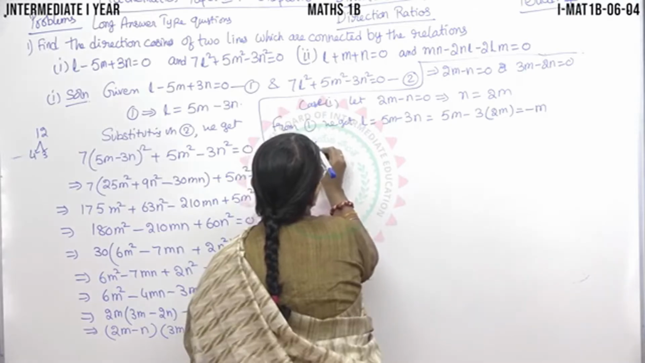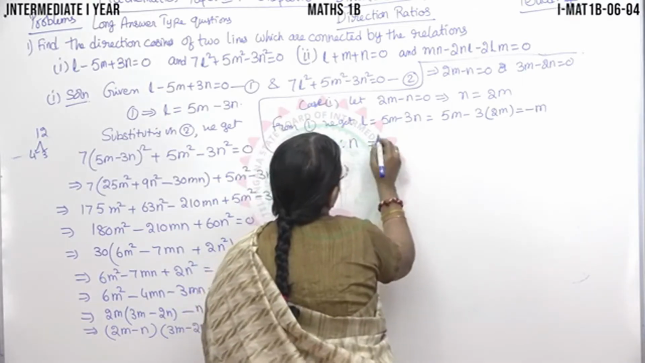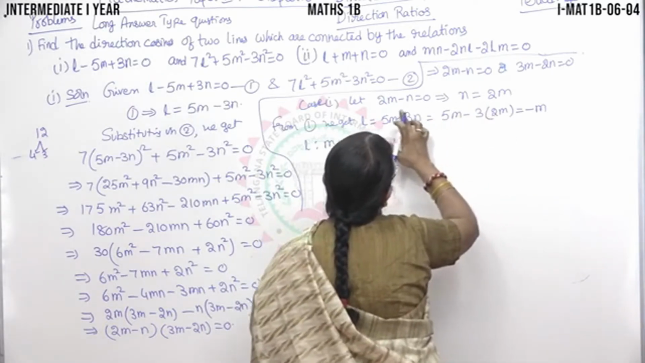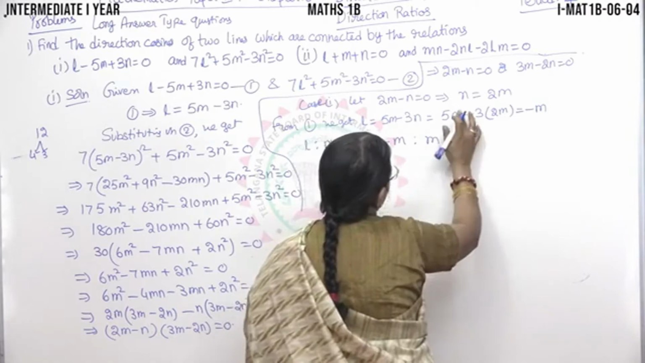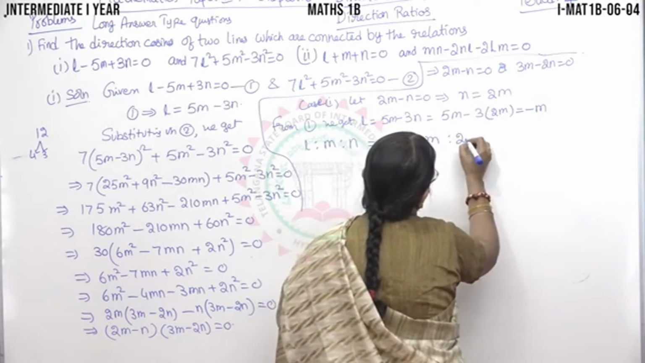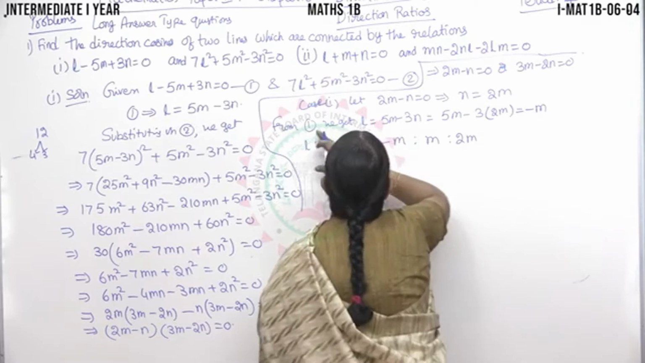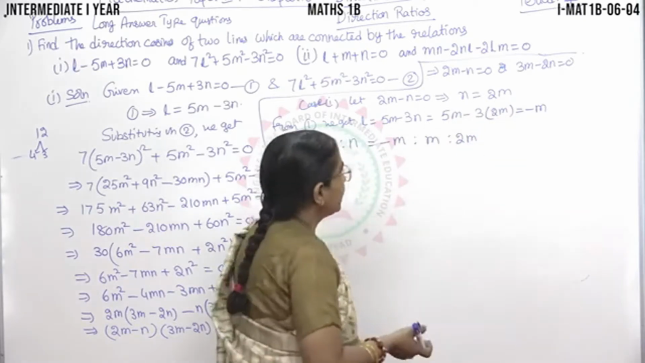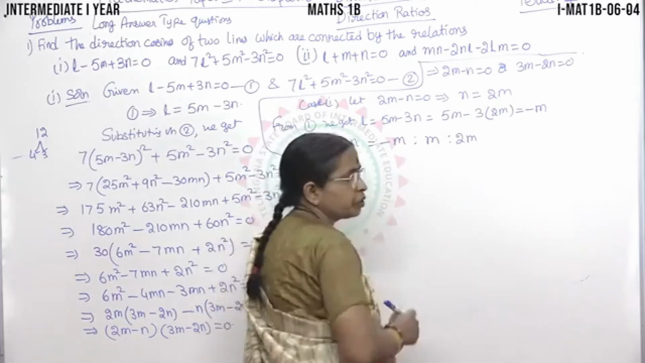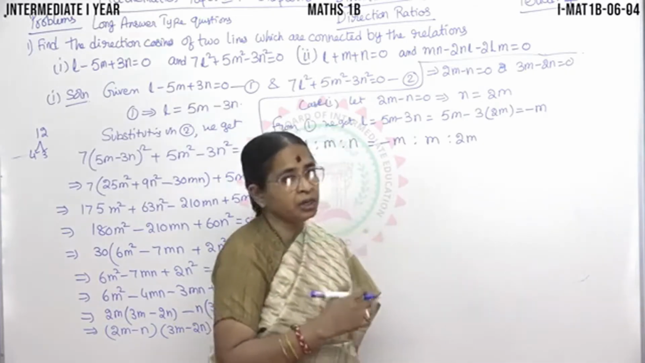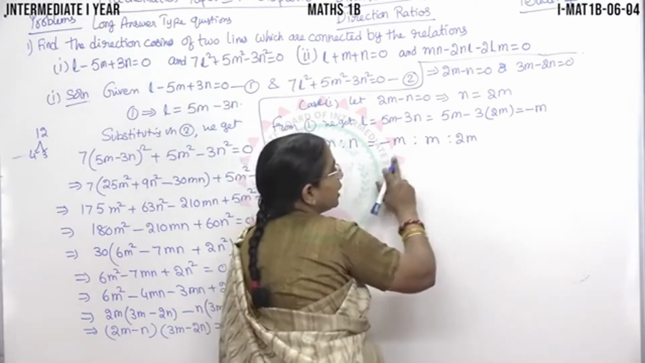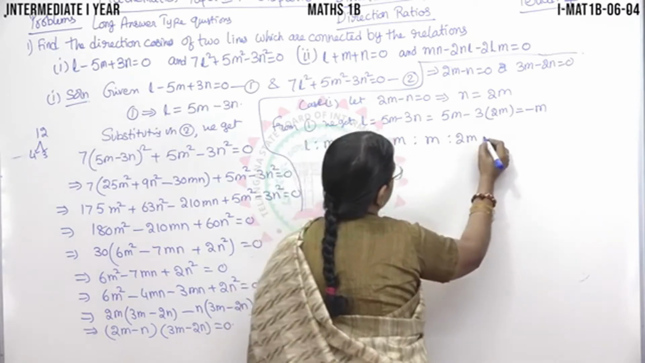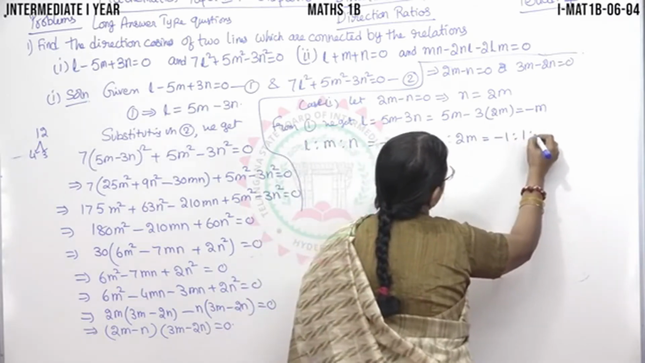So what is l is to m is to n? l is minus m. m is m only. We'll write m as m only, and n as 2m, because we have l and n in terms of m. You are taking the ratio here, so these become the direction ratios. You can just cancel m and write this as minus 1 is to 1 is to 2.